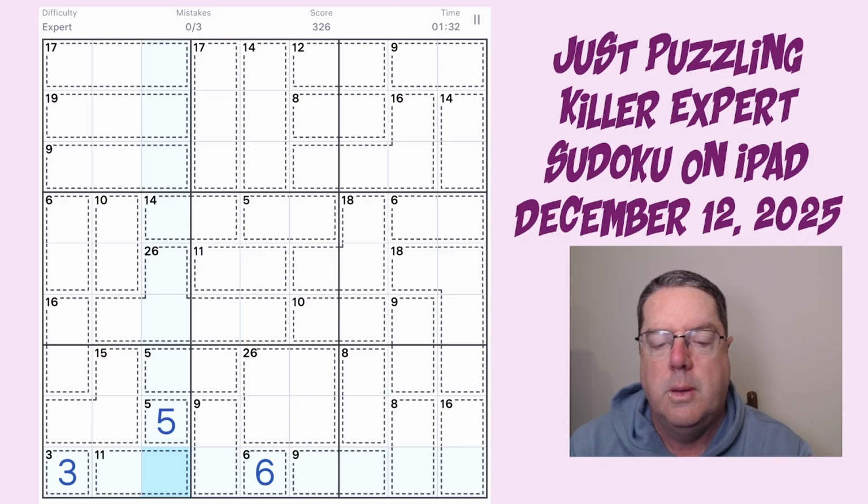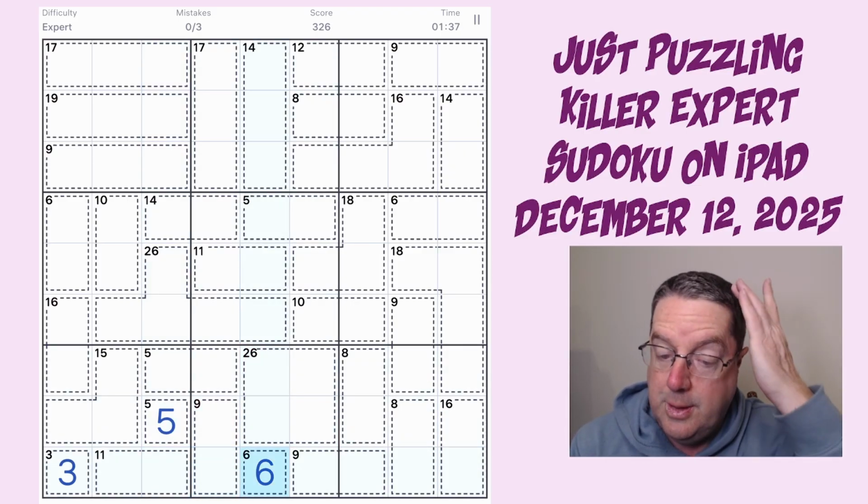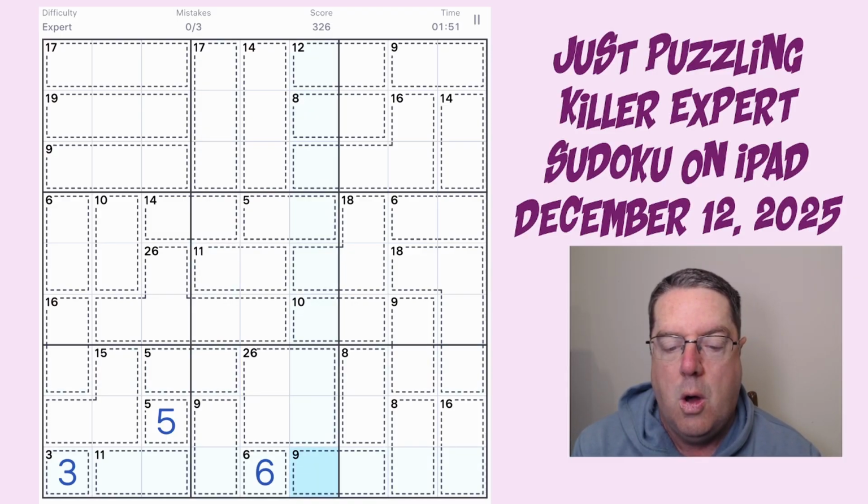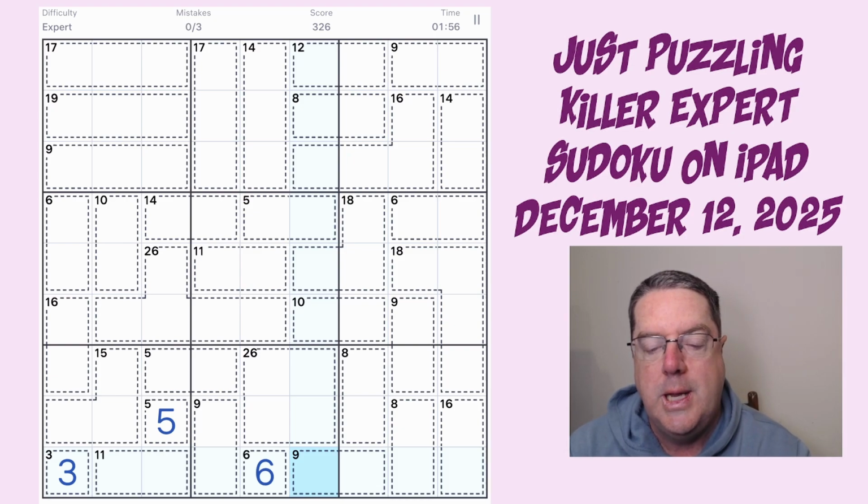So 26 plus 9 is 35, plus 6 is 41. Is that right? 26, 35, 41. So these two are going to add up to 4 because they are 4 short of 45. Because of the 3 here, this is going to be the 1 and this will be the 3, leaving this to be a 2.